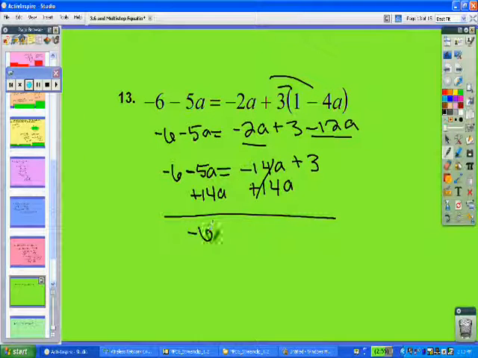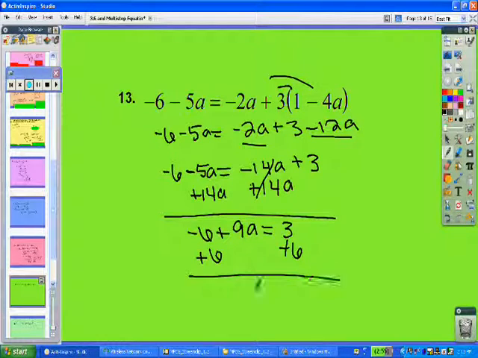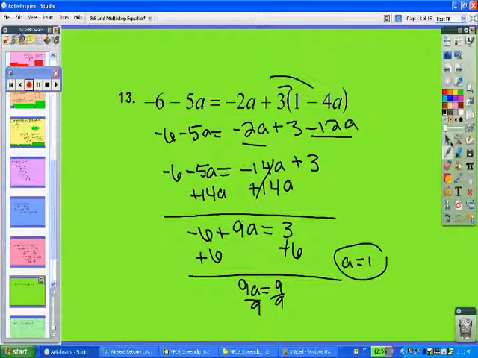I would get negative 6. Well, what's negative 5a plus 14a? That would be a positive 9a, equals 3. Alright, my next step would be to get rid of this negative 6. So I'm going to do the opposite. I'm going to move it over by adding 6. So now I get 9a equals 9. Divide by 9, divide by 9. So a equals 1. Good.